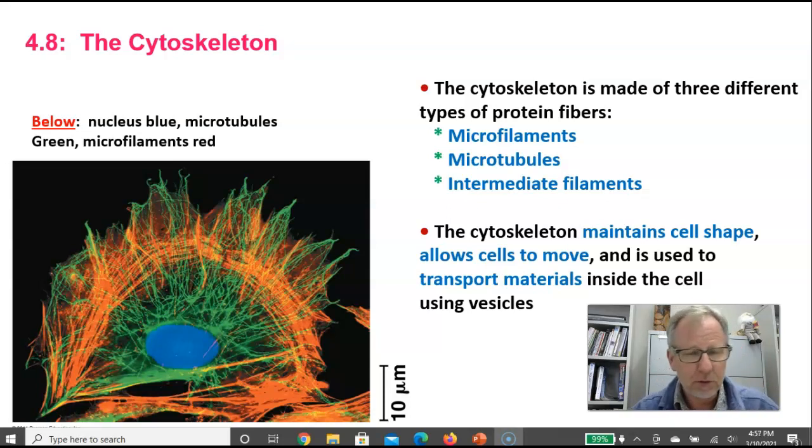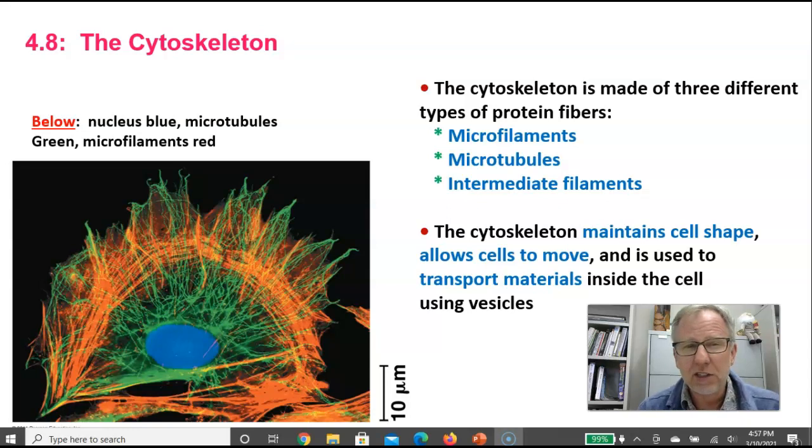If you look at the beautiful image of a eukaryotic cell on the lower left corner of your slide, the cytoskeleton is colorized. Microtubules are colored in green, microfilaments are colored in orange, and intermediate filaments are colored in blue.